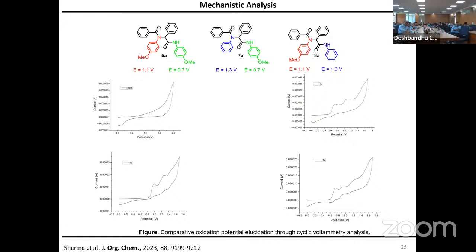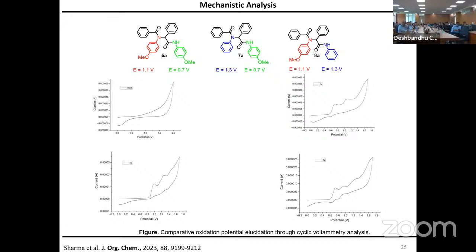We found out, when we did the CV study, two peaks at 1.1 volt and 0.7 volt, but at that time we did not know which specific peak belongs to which fragmentation of the Ugi product. What we did is some knockout studies, where we synthesized another molecule, 7A, in which one of the methoxy groups was removed.